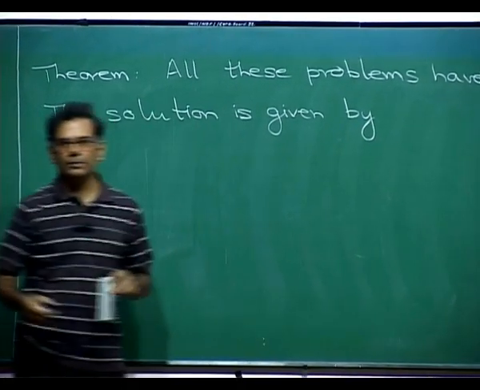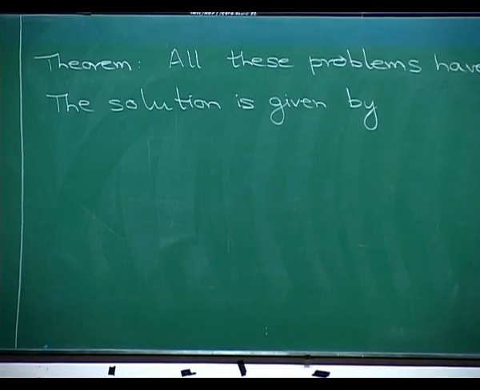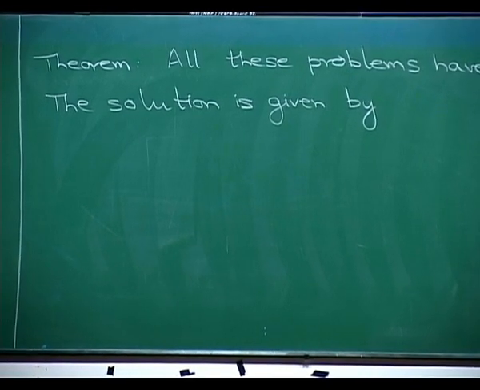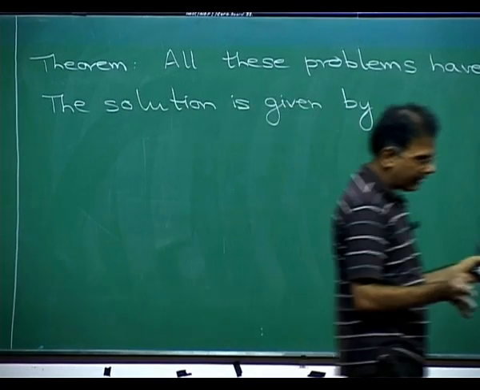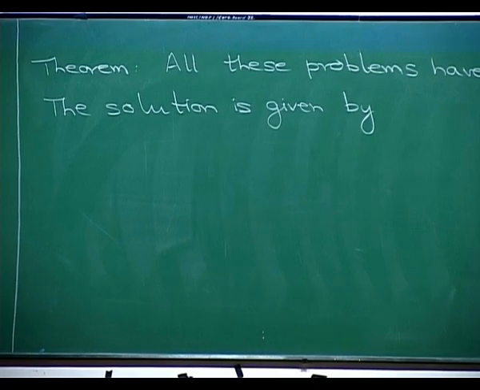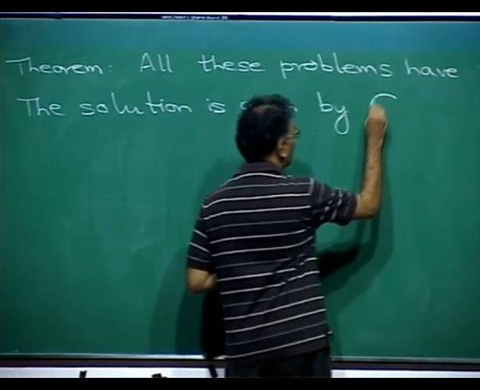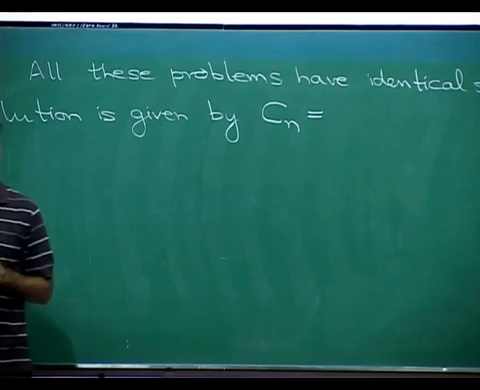So in each of these problems there is a parameter n, right? In the first problem, n was the point. In this problem, n plus 1 is the number of terms. In the triangulation problem, n plus 2 was the number of sides of that polygon. There is always a parameter n. So the solution is given by Cn, and this number has the following formula.